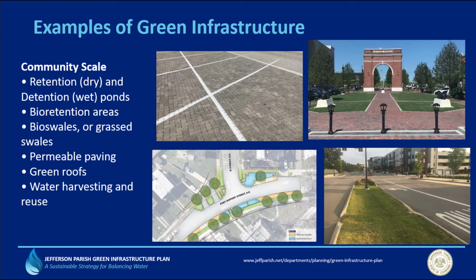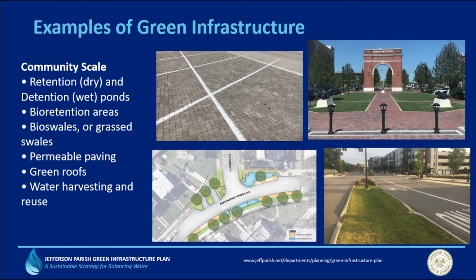Examples of green infrastructure at the community scale. At a larger community scale, green infrastructure may be implemented in private and in public developments and at small, local, and neighborhood scale. Some examples of larger implementation include retention, which is dry, detention, which is wet, so you have water in the ponds, versus retention is a dry situation. It only has water in it during storm events. Bioretention areas, bioswales or grass swales, permeable paving, green roofs, and water harvesting and reuse.